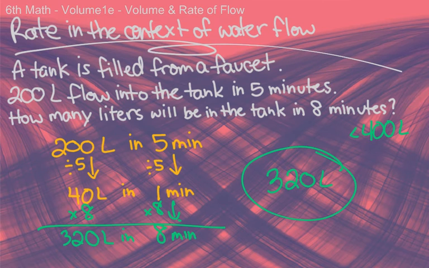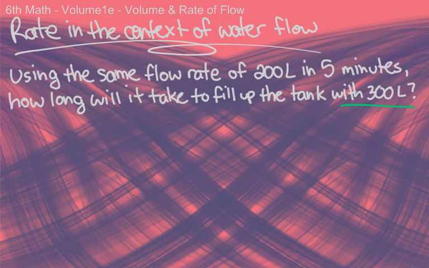All right, so now look back here at this first question. The question was about how many liters in 8 minutes. Now this question is how long for 300 liters. So our focus will be on liters. What I mean is that if we divide this 5 minutes down to 1, we're going to be multiplying by all sorts of numbers to get to what we want for liters.